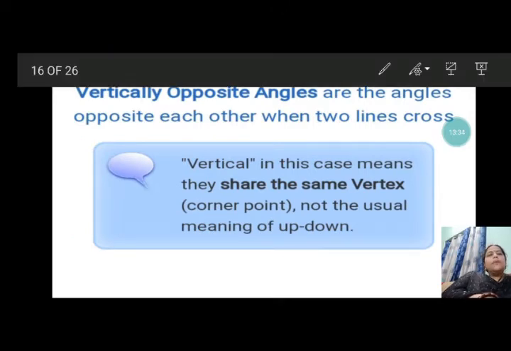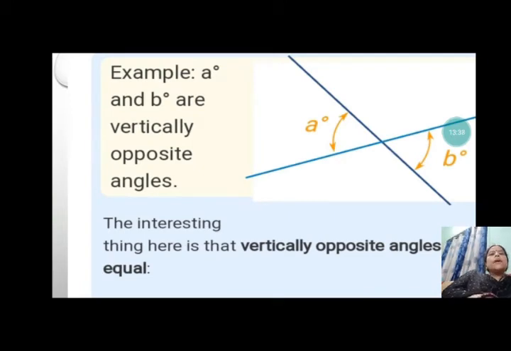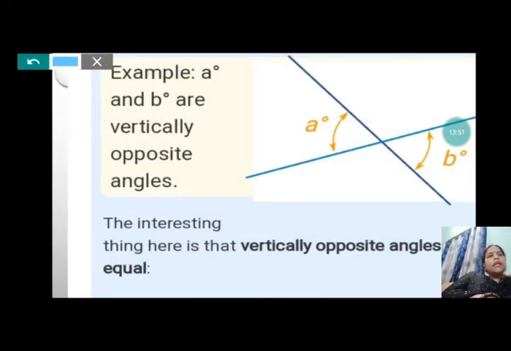Now let us see more about this. For example, A and B are vertically opposite angles. So as you can see over here, A and B are the vertically opposite angles. So vertically opposite angles, how can we see? Like this.